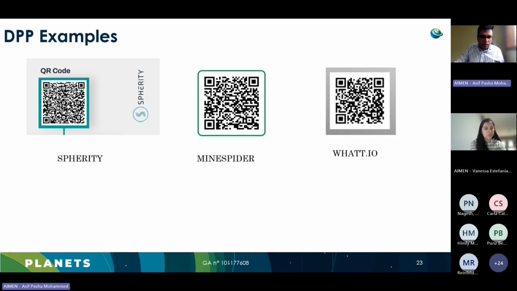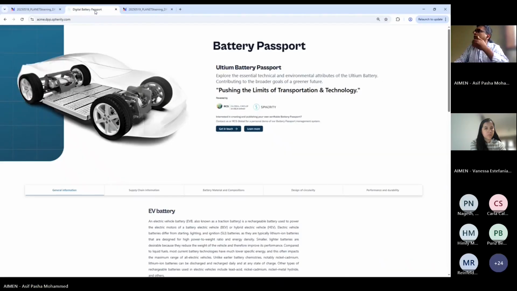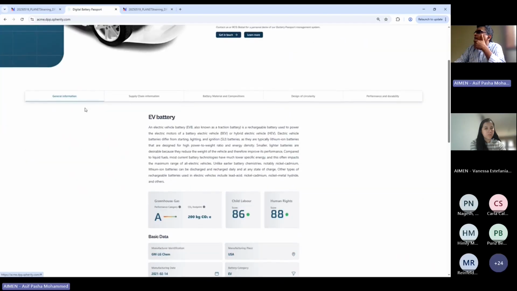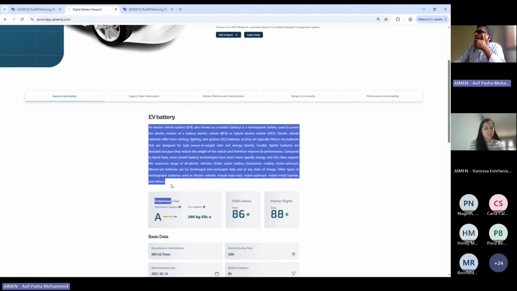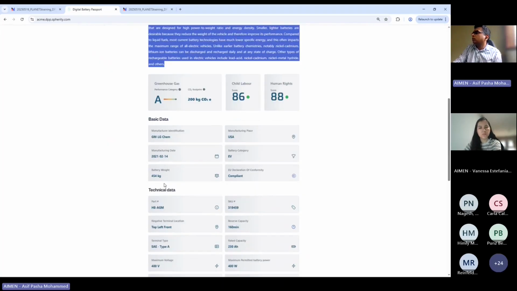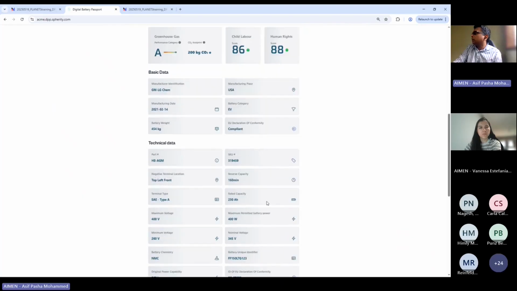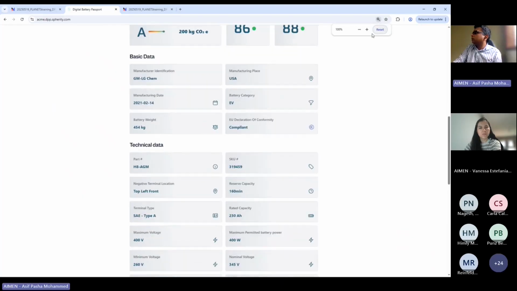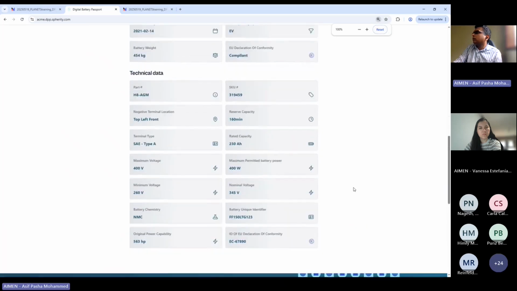The first one. So as you can see, this is a staging server that is used just for the trial. So you have a battery, you have an image here, and basic information here. And then you go to the general information. So you have the information about the battery itself, and some information about the CO2, if there is child labor being used, or the human rights, some basic data about the manufacturers, some technical data here. And then you have the technical data.